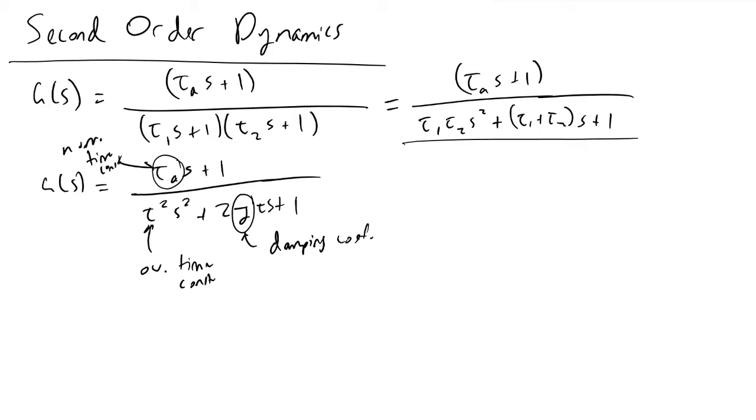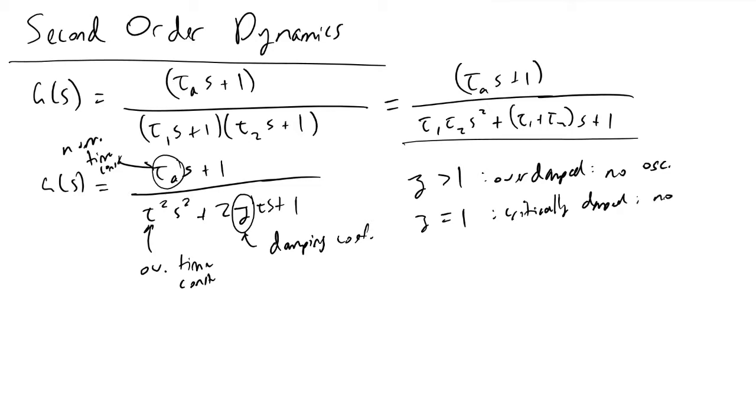And so where our process will get interesting is if we find that zeta is greater than 1, we have an overdamped system. And in that case, we observe no oscillations. If zeta is equal to 1, it is called critically damped. And we again observe no oscillations, but we're on the verge of doing it. And then if zeta is less than 1, and also greater than 0, so it's still a physical system, we say our system is underdamped, and we observe oscillations.